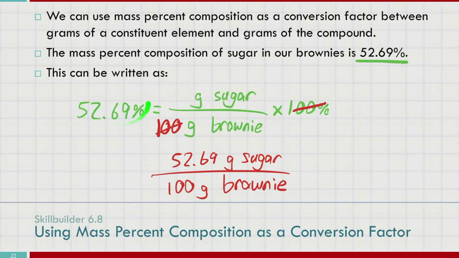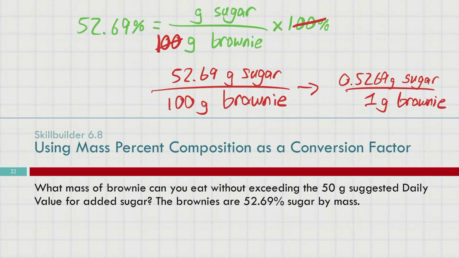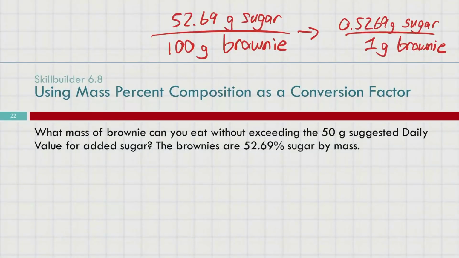You can also make this percentage into a decimal form, which is basically what you've got here. If you do the math, 52.69 divided by 100, this is the same as 0.5269 grams sugar per 1 gram of brownie. Those are exactly the same. I just don't remember the algebra to make the formulae do that for us. All right, so let's look at how we might use this to our advantage.